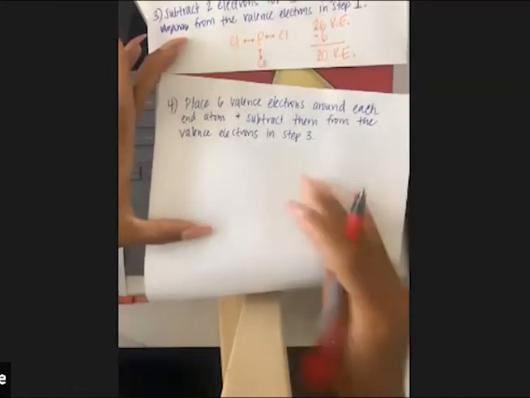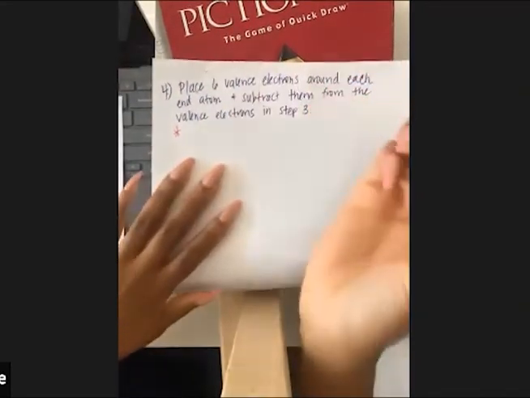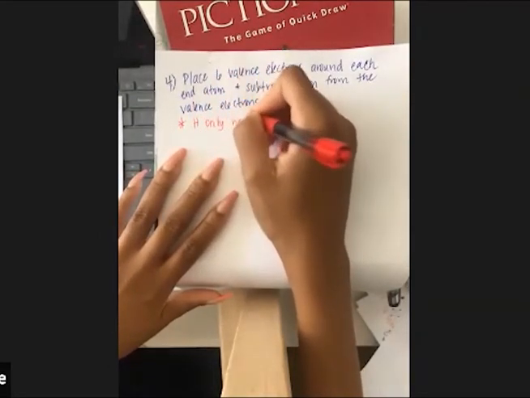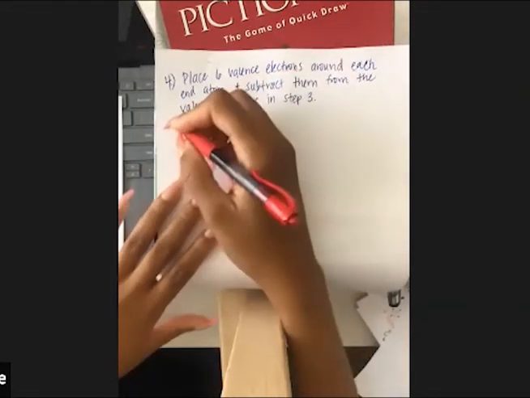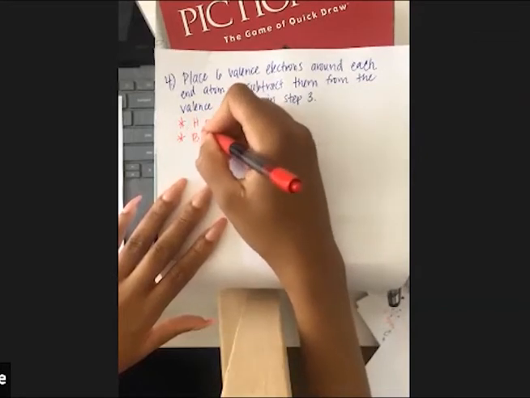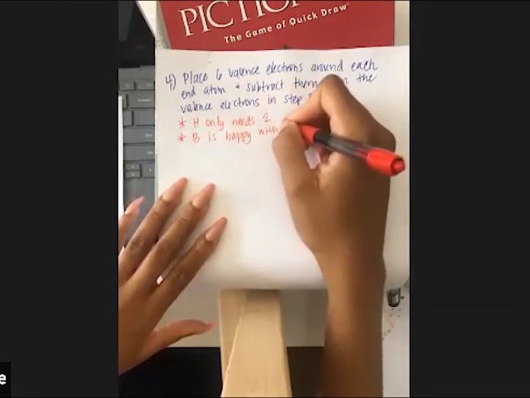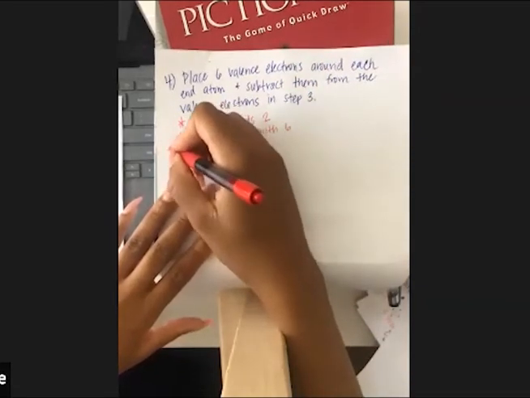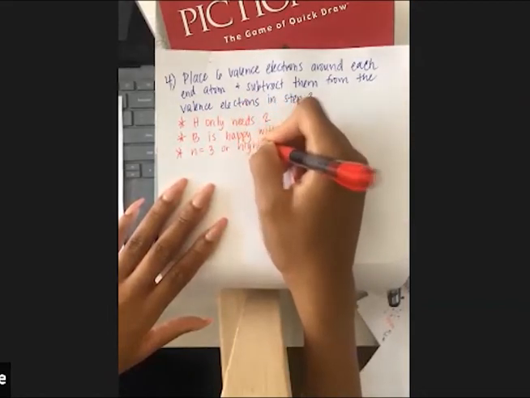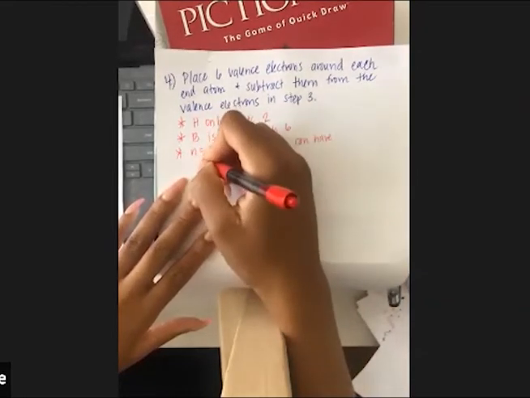So a few stars on this step says, although I say put 6 around each end atom, hydrogen only needs 2. So you don't need to put 6 around hydrogen, it's happy with 2. Boron is happy with 6, and if you're in N equals 3 or higher, you can have more than 8.